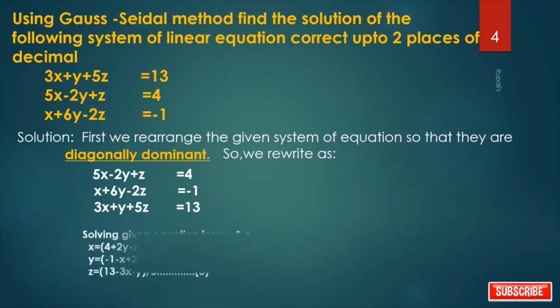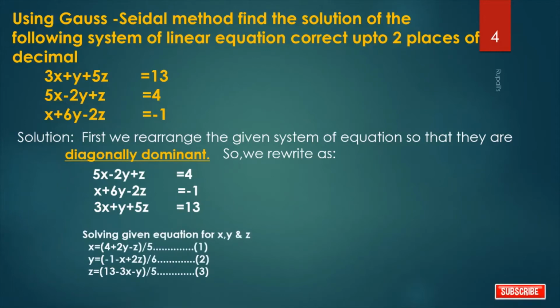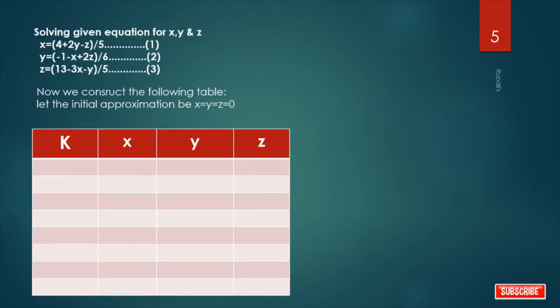Now we have to solve the given equations for x, y and z. That is, from the first equation calculate the value of x, from the second equation calculate the value of y, and from the third equation calculate the value of z. Now you have to construct this table. In this table there are 4 columns: k, the iteration number, then x values, y values and z values. Let the initial approximation be x equals 0, y equals 0 and z equals 0. For the 0th iteration, k is 0 and x is also 0.